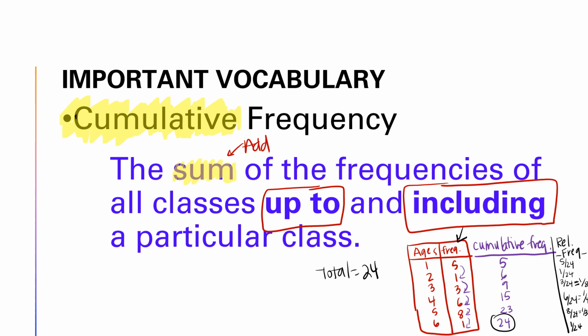All right, so the relative frequency is, remember that formula, frequency over the total, whereas the cumulative frequency, you're just adding up all of those frequencies.